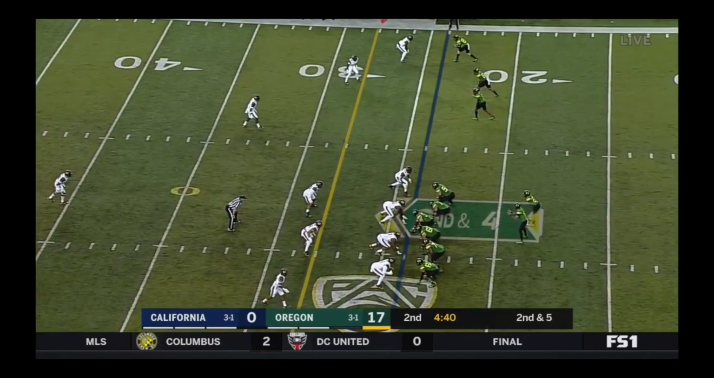In both 2017 and 2018, one look that Oregon liked to use was a formation with trips to one side and a tight end to the other. From this look, they'd run an RPO, with a zone read in the box and a bubble screen to the inside receiver in the trips.